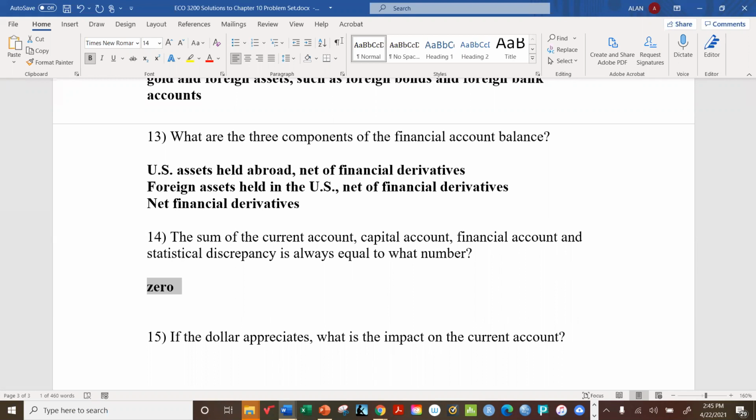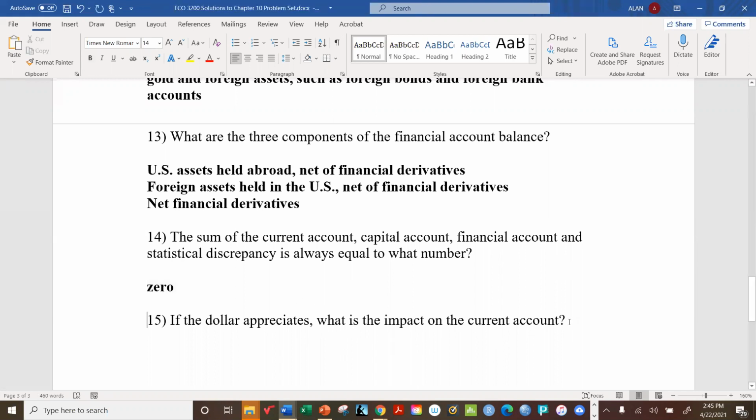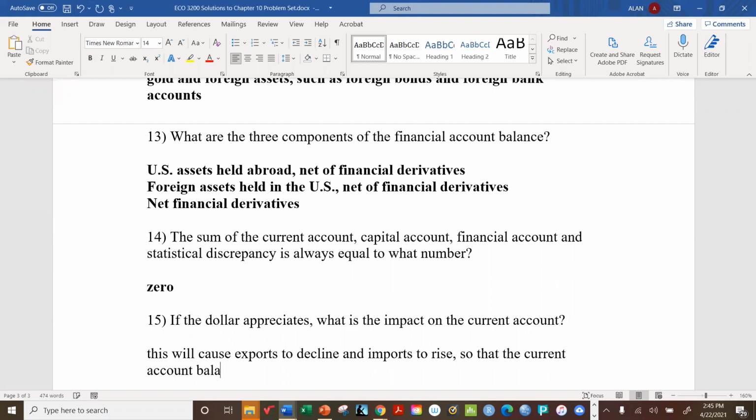All right. Now, what if the dollar appreciates? What is the impact on the current account balance? Well, this will cause exports to decline and imports to rise, so that the current account balance worsens.